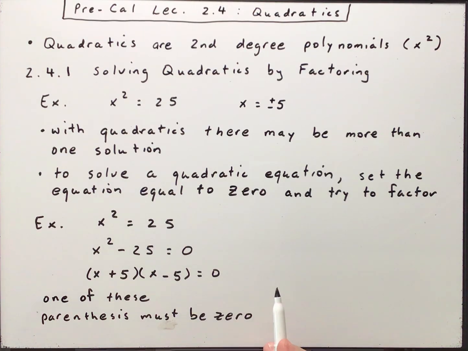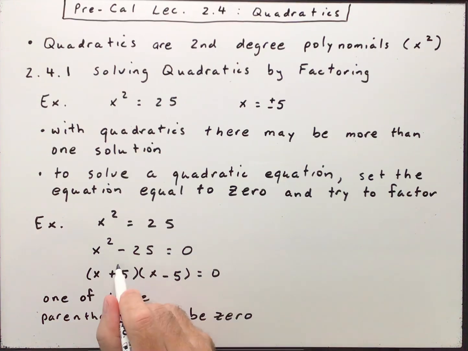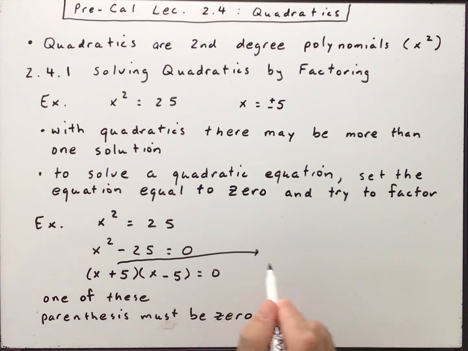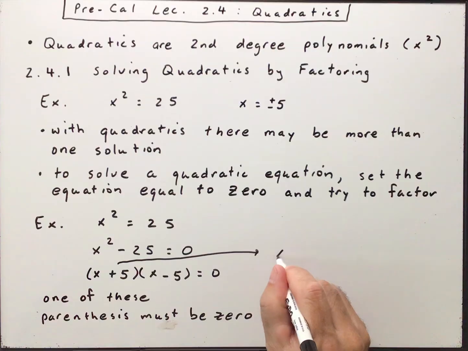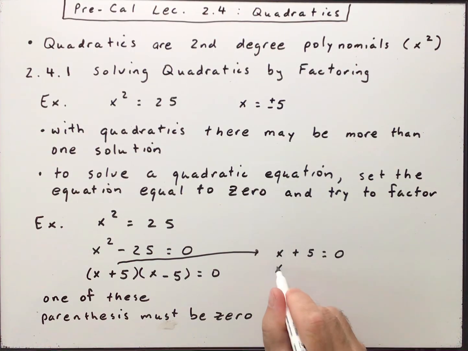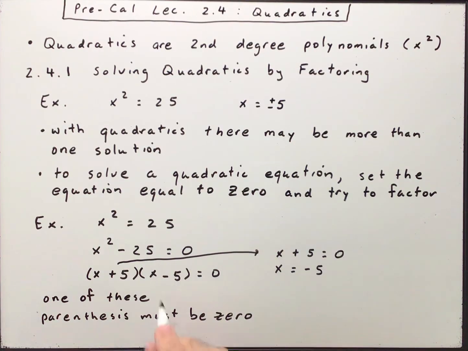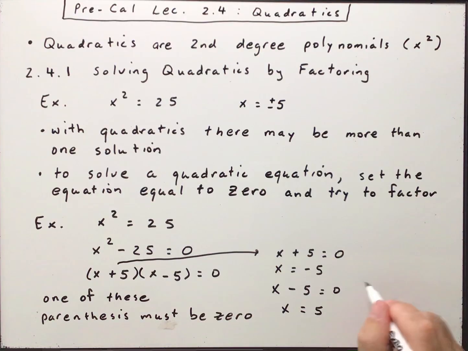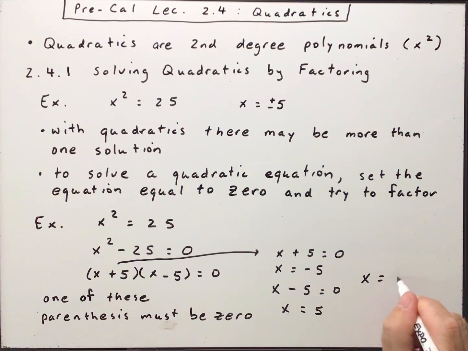So what do we do then to solve? What you want to do is take each set of parentheses and set it equal to 0 on its own. So we'd have x plus 5 equals 0. Subtract 5 from both sides, and you have x equals negative 5. And we would then set x minus 5, the second parenthesis, equal to 0. We would add 5 to both sides, and then x is equal to 5. So we have two solutions. x is equal to plus or minus 5.